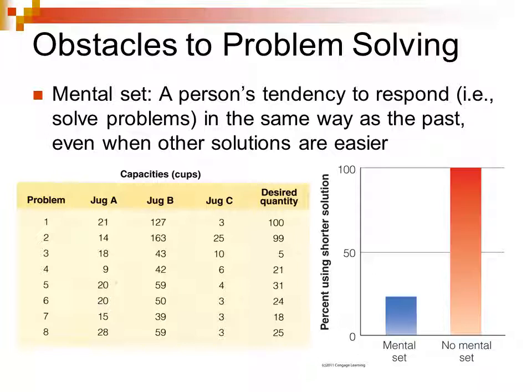So again, this problem demonstrates the concept of mental set. Solving the first 6 problems using the same longer solution causes participants to use this same long solution on problems 7 and 8, even though an easier one is available.